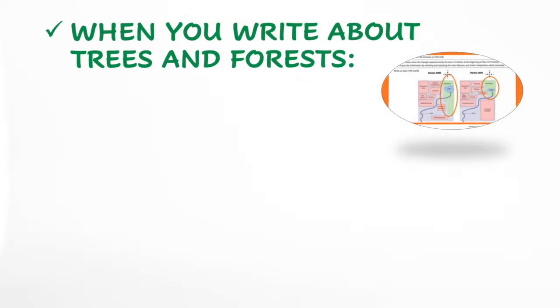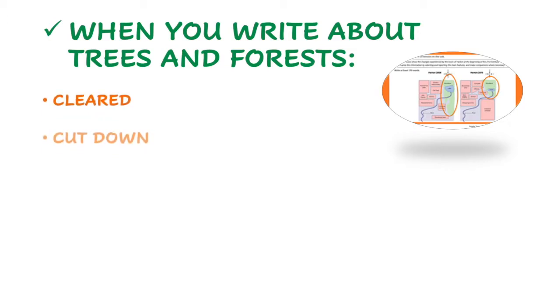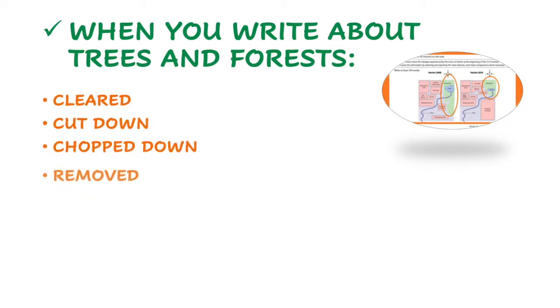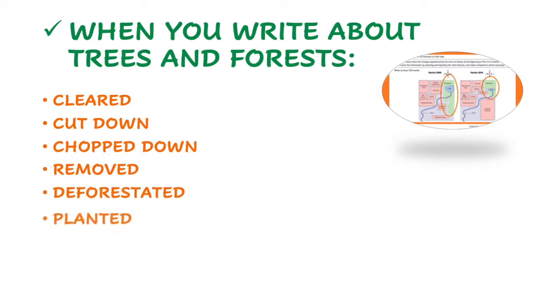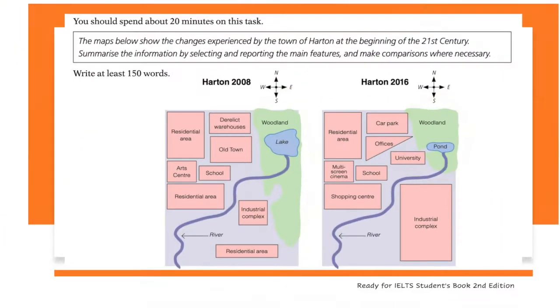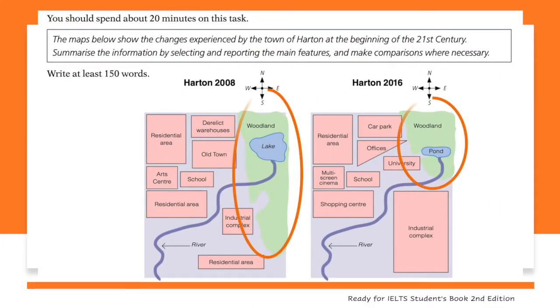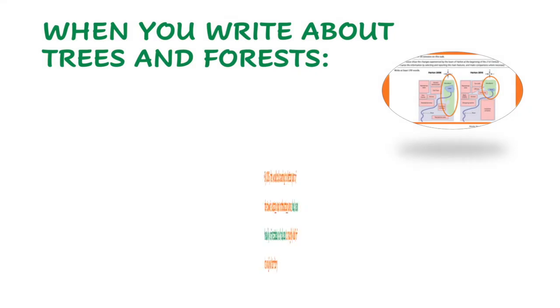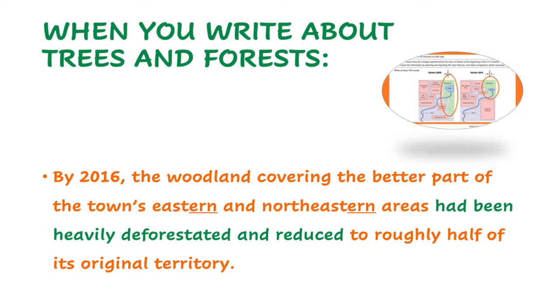All right, when you write about green spaces, natural areas, it's usually about trees or forests, so they can be cleared, cut down, chopped down, removed, deforested, but maybe also, in the more positive scenario, planted. So let's zoom in, let's have a look at the woodland that we have in the maps, and here's something I would write. By 2016, the woodland covering the better part of the town's eastern and northeastern areas had been heavily deforested and reduced to roughly half of its original territory.